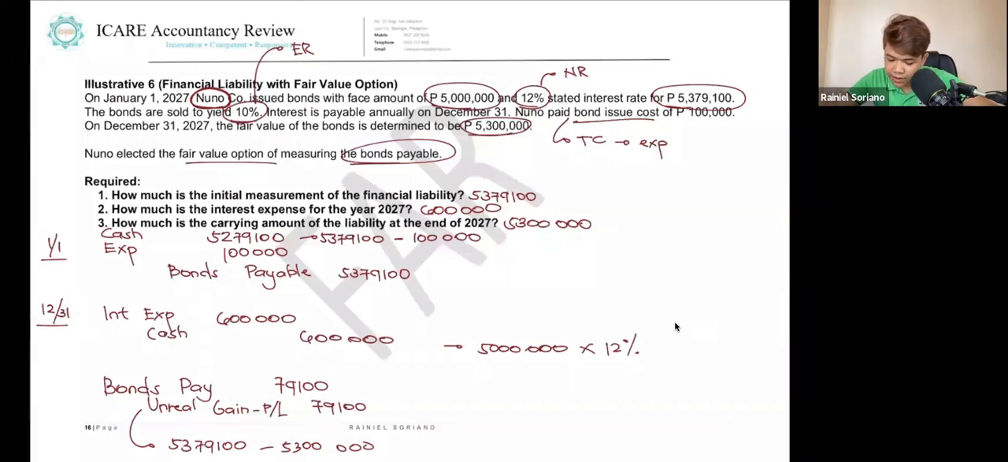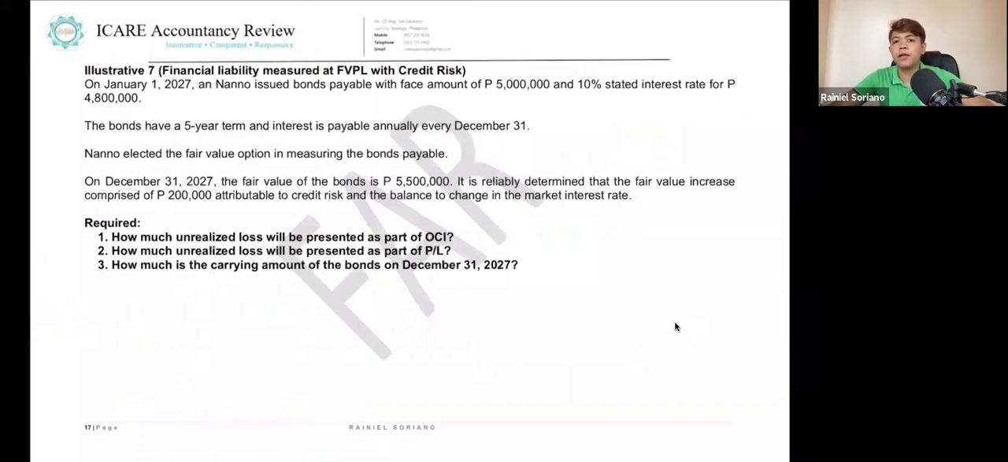Gets po sir. Good. Now, isa pang problem, illustrative problem number 7. So here in illustrative problem number 7, this time with credit risk na.